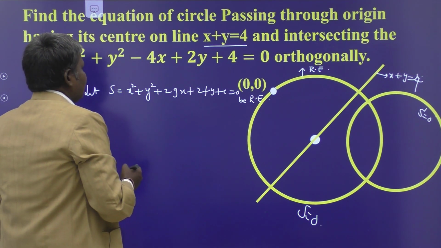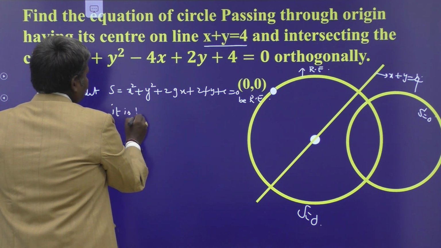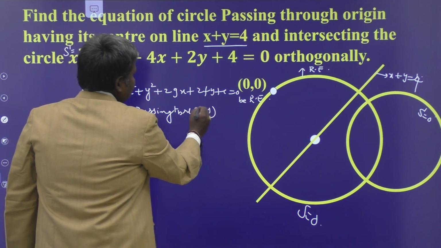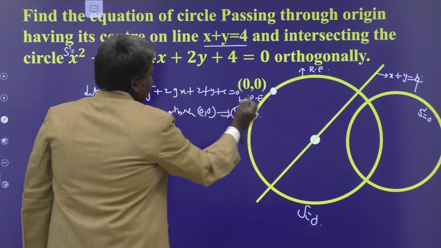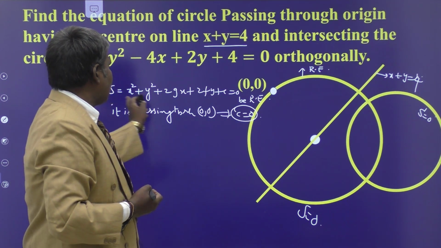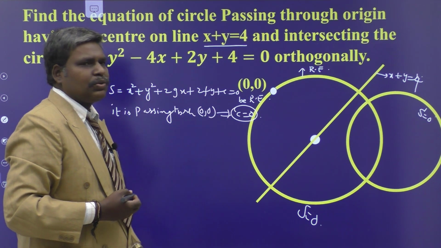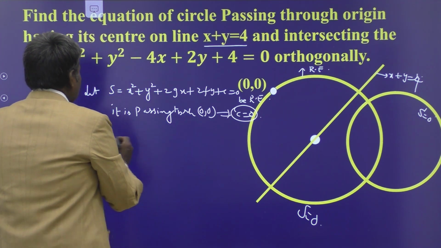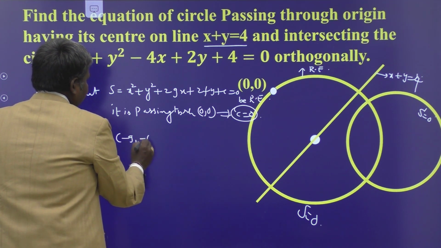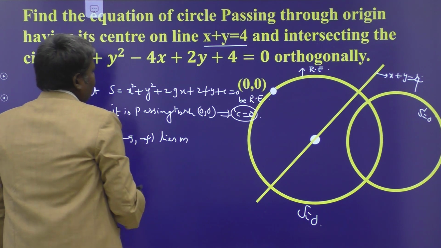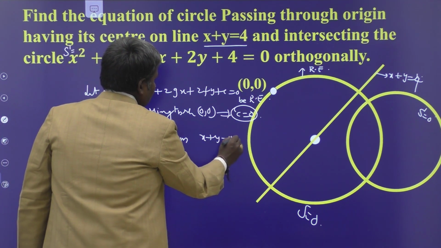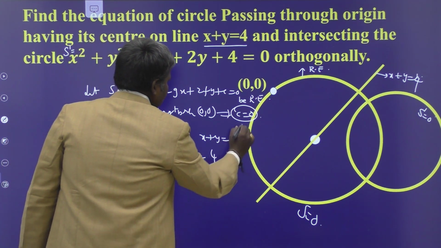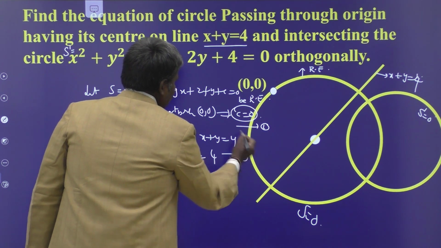So what is the first condition here? It is passing through the origin. Immediately we obtain the condition that c is equal to 0. There is no constant: 0 plus 0 plus 0 plus 0 plus c is equal to 0. So we have c equal to 0. Next, what is it? It's the center. What is the center here? Minus g comma minus f lies on x plus y equal to 4. We mean minus g minus f is equal to 4. This is equation number 1. This is equation number 2.